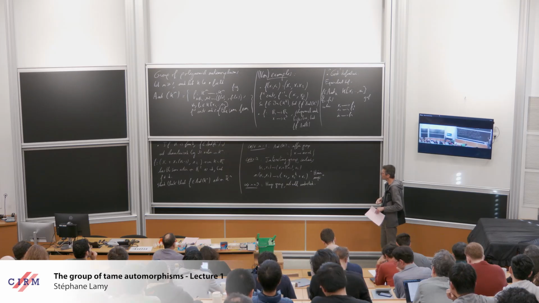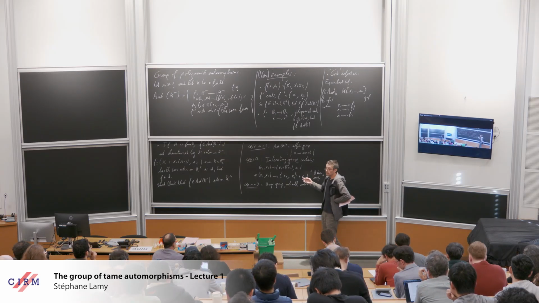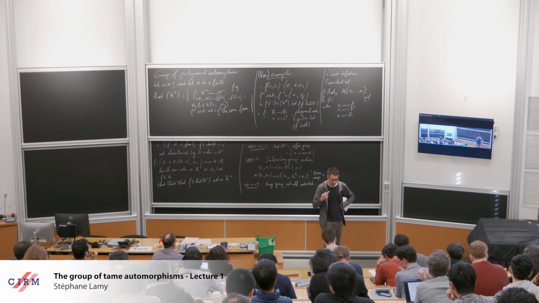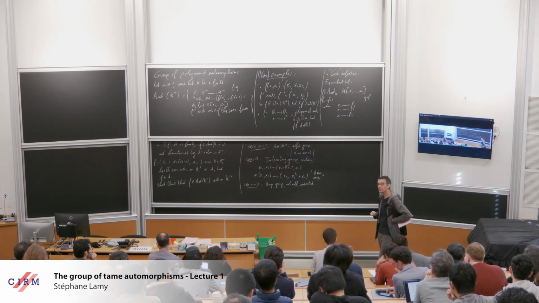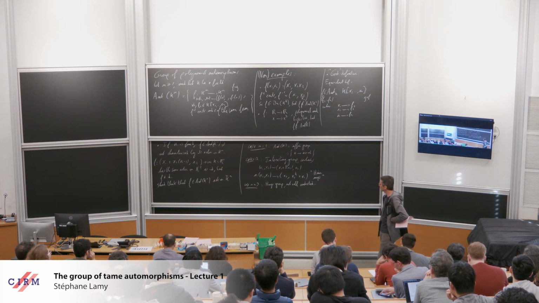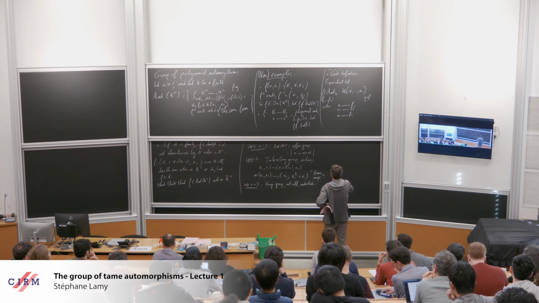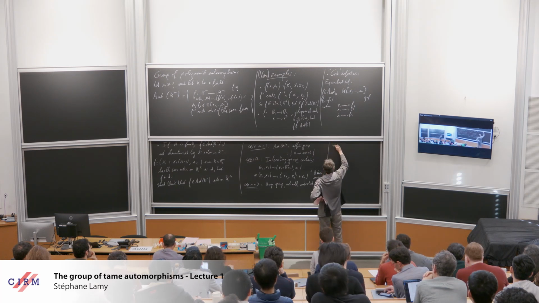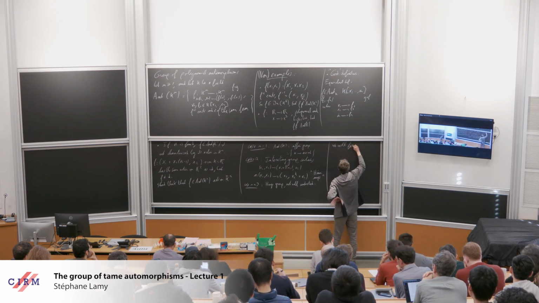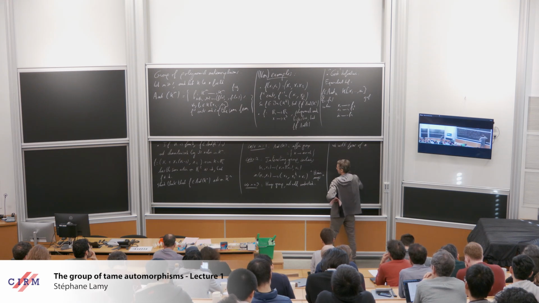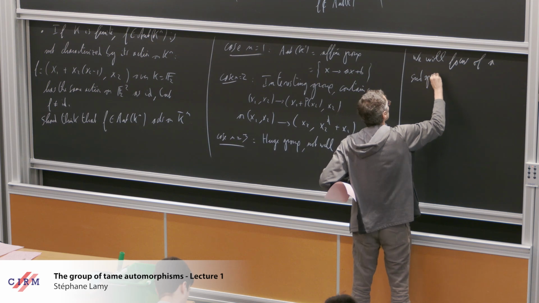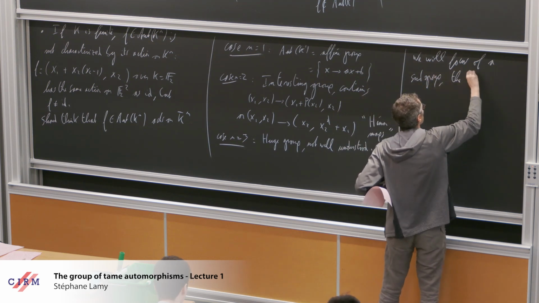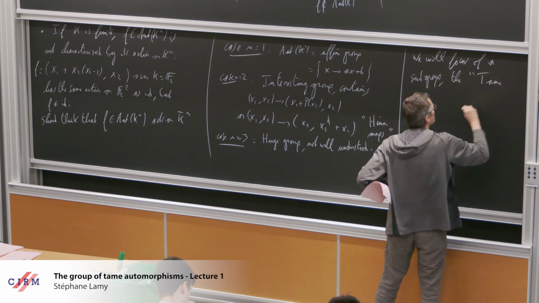So it motivates the fact that, as the title of the mini course suggests, I will not focus on the full group of polynomial automorphisms, but on the subgroup, the Tame one. The Tame one is so that I can answer some of the questions. So we will focus on the subgroup, the so-called Tame automorphism group.